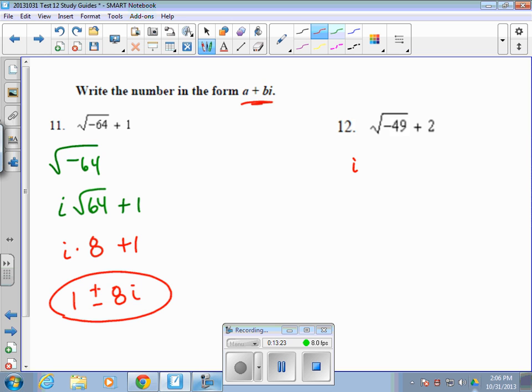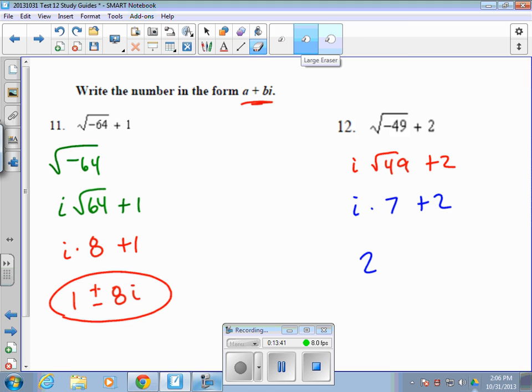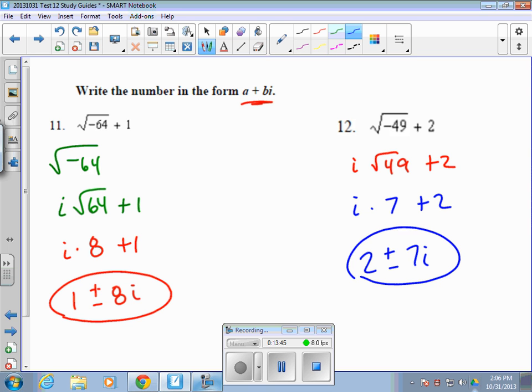The same thing with this one. I times the square root of 49 plus 2, which means i times, we know the square root of 49 is 7, but it's both positive and negative, plus 2. So when we rewrite it in a plus bi form, 2 plus or minus 7 times i.